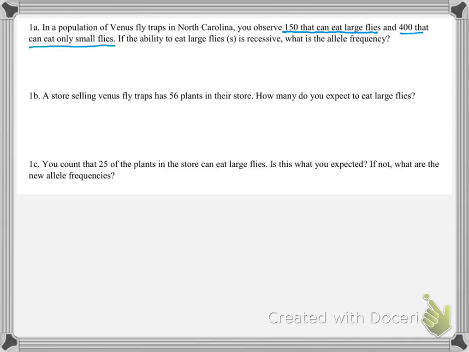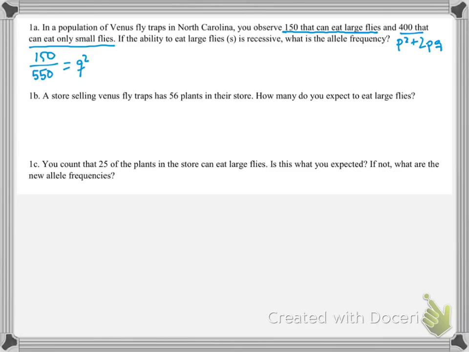I know that large flies, 150 divided by 550, equals my q squared value. I know that because that is the recessive, and the phenotype and genotype are going to be the same. Keep in mind that the 400 thus represent p squared and 2pq together, both dominant. So you cannot just take the square root of 400 divided by 550 to find p. You have to start with q.